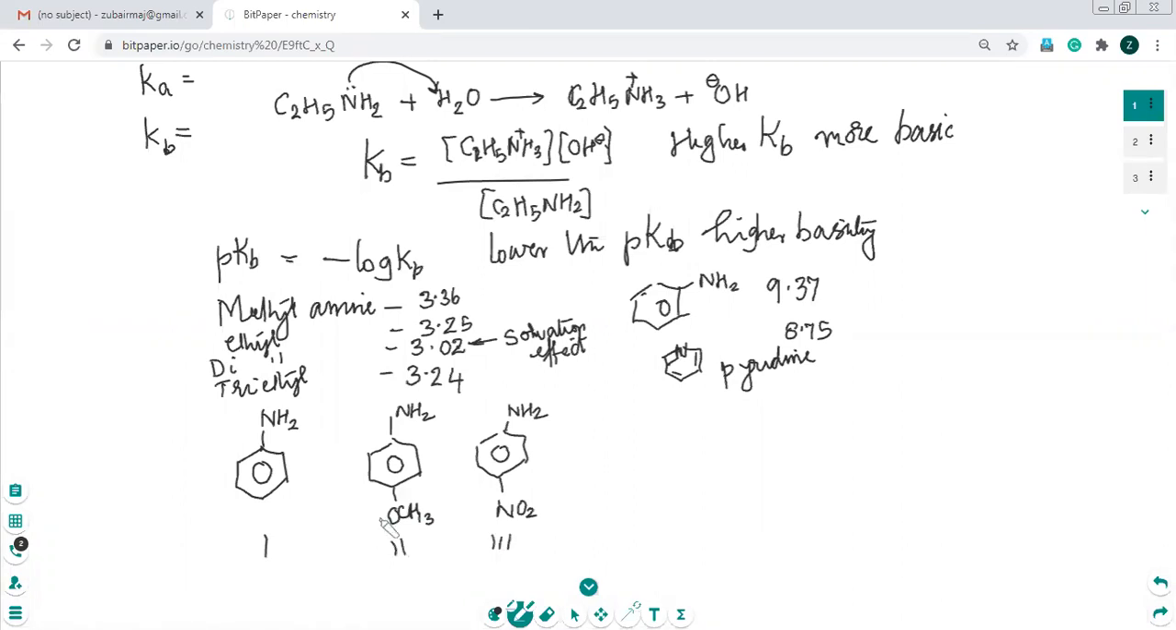Now see, this will donate electrons. It will come here, it will come here, so it will increase the electron density of the nitrogen. What about this one? Here it is the reverse.